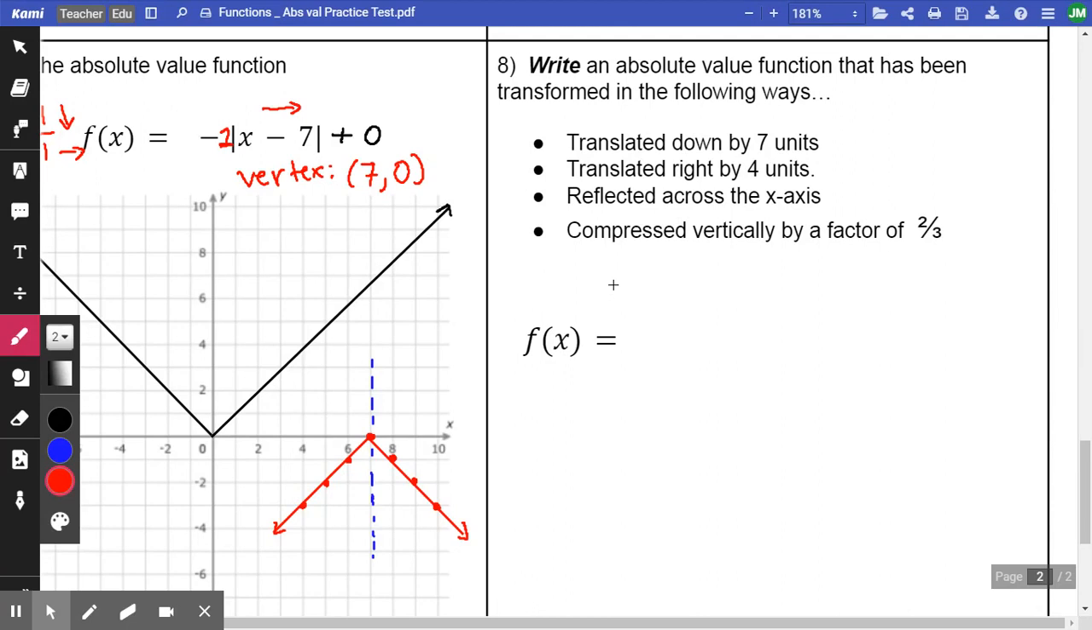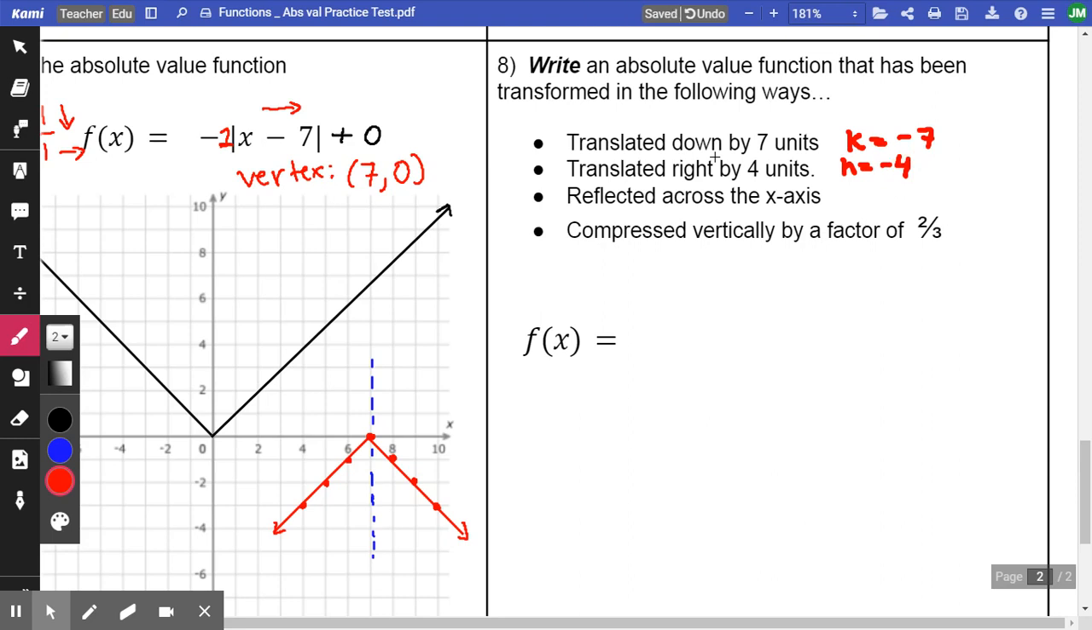Question number 8, write an absolute value function that has been transformed in the following ways. So let's go bullet point by bullet point. Translation down by 7 units. That's going to affect our k value. So k is equal to -7. Translated to the right by 4 units. So opposite of this, going to the right, we have h equals 4.